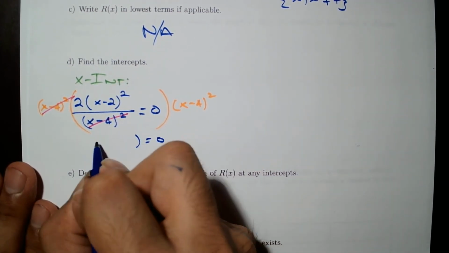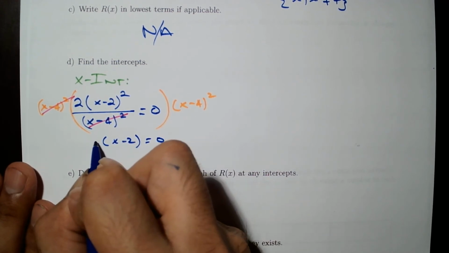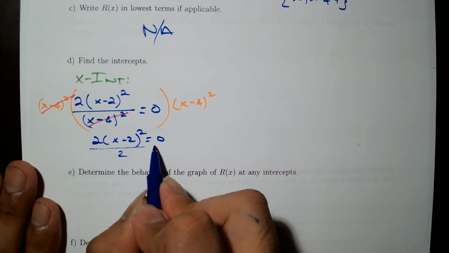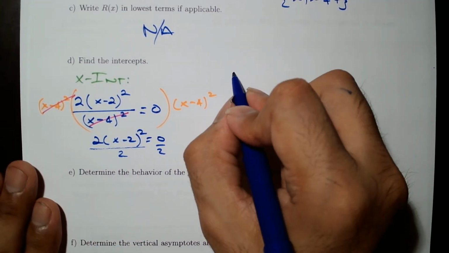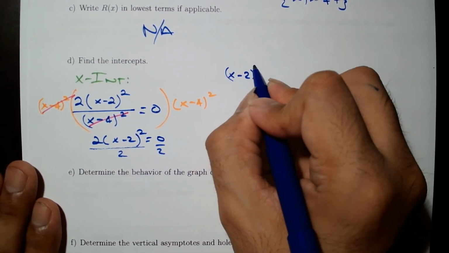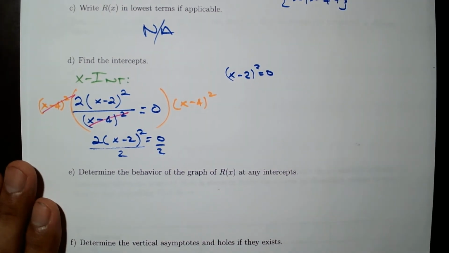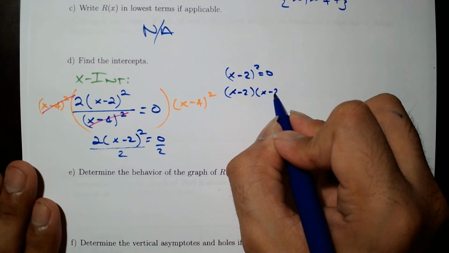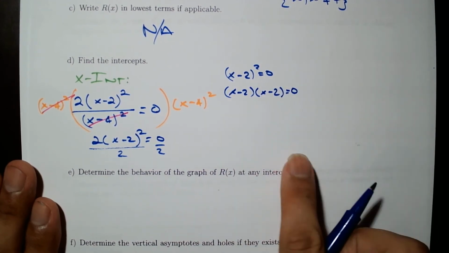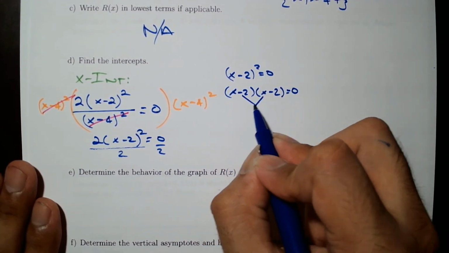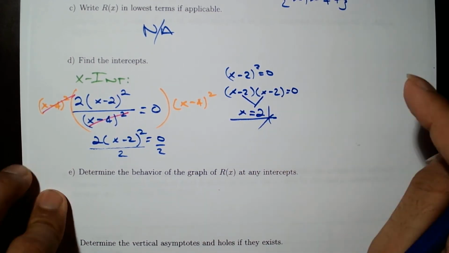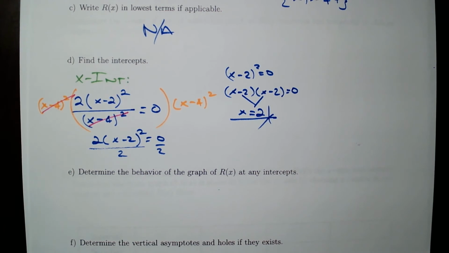And (x minus 2) squared times 2. I'm going to divide both sides by 2 to get (x minus 2) squared equals 0. But this is the same as saying x minus 2 times itself, which is no other than a repeated solution. So ultimately this is simply x equals 2. So x equals 2 is the x-intercept.